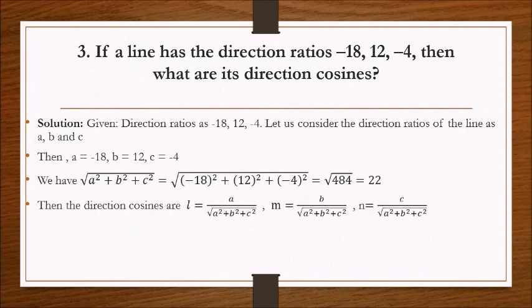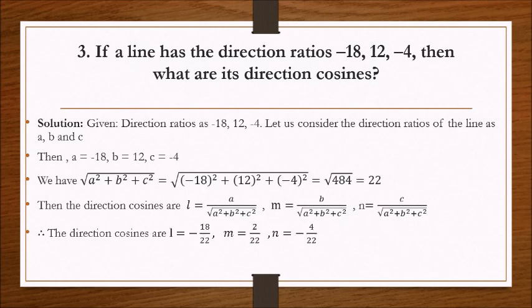Now we have this relation: L equals A by root of A square plus B square plus C square, M equals B divided by root of A square plus B square plus C square, N equals C divided by root of A square plus B square plus C square. In the earlier formula we had plus or minus. Here by convention we are taking it as plus.